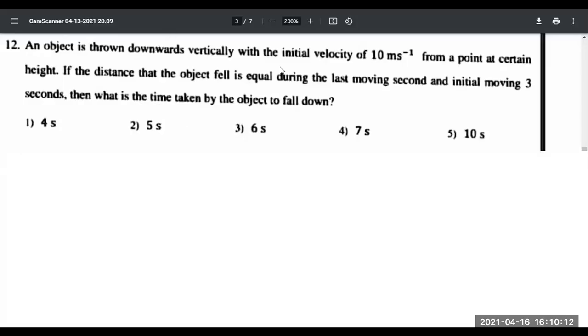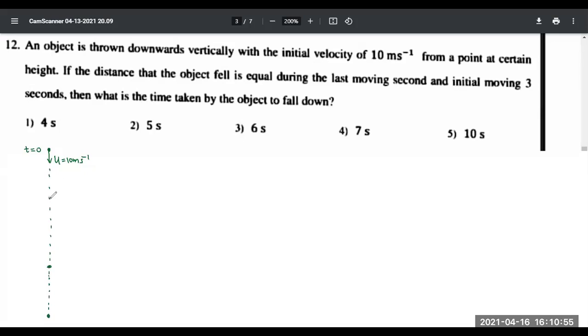Question number 12. An object is thrown downwards vertically with an initial velocity of 10 meters per second. So it has an initial velocity now, not dropped, when time is equal to 0, from a point at a certain height. If the distance that the object fell in the last moving second is equal to the initial moving 3 seconds. Look at the translation, right? What they mean is that the distance moved by the object during the first 3 seconds and the distance moved by the object during the final second of the motion are equal.